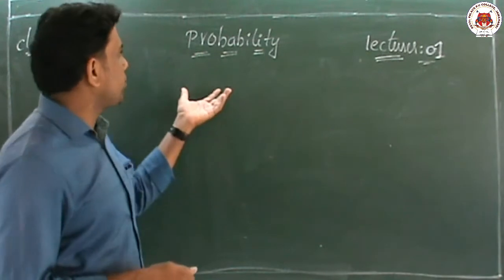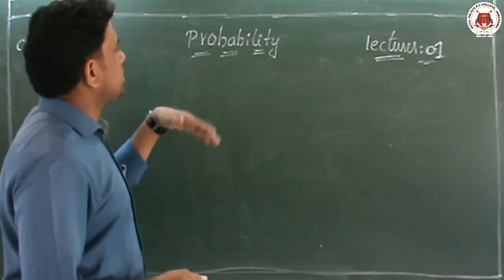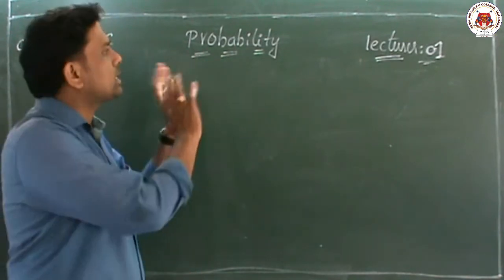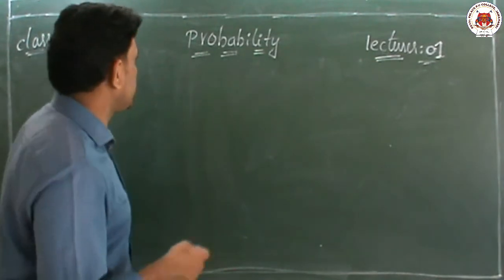So today is the new topic. Its name is probability. So this is the new topic we will discuss. First of all, today the class will discuss the basics of probability, and in the next class we will discuss the objective questions on this one.